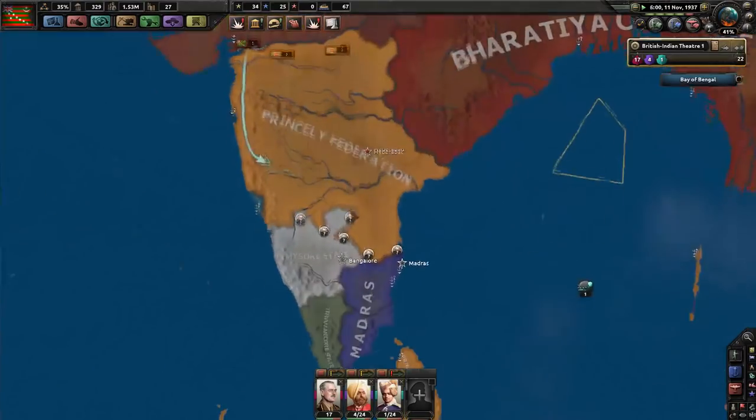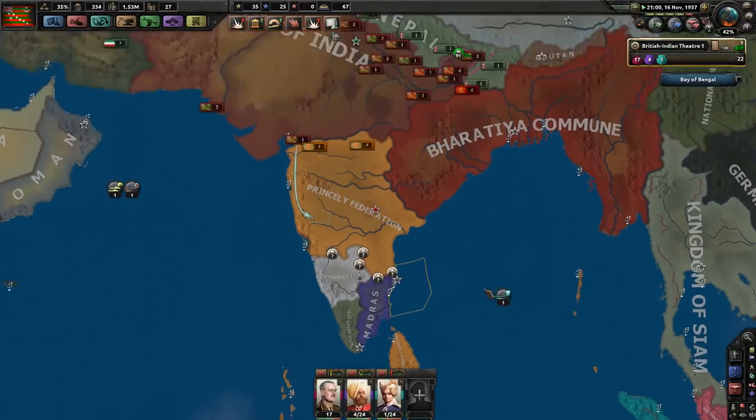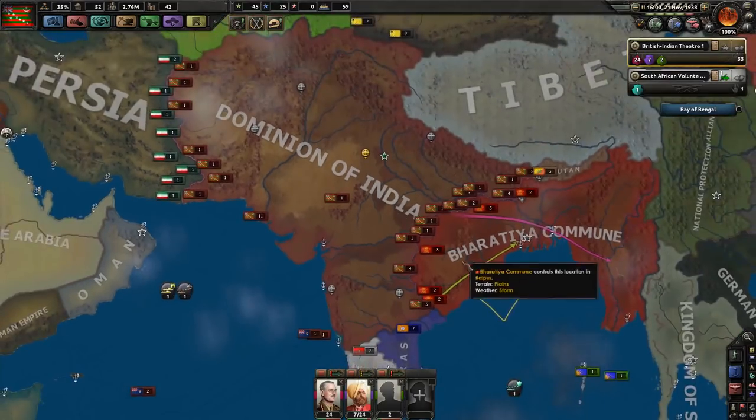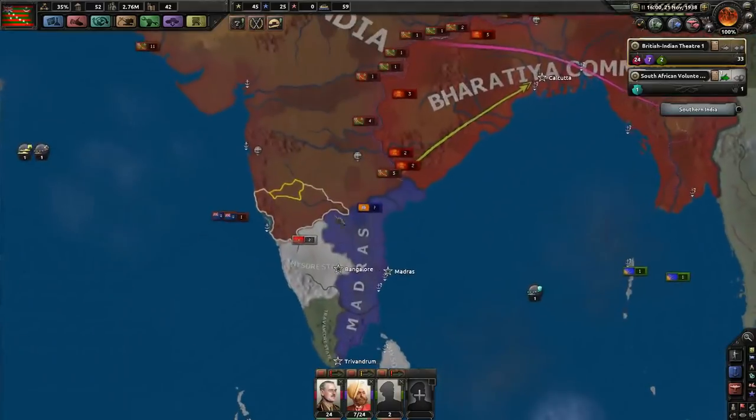Although keep in mind, after you're done killing the Princely Federation, that Mysore and Madras and them, you're not at war with them. They're going to continue to hold any land that they have down here. So here it is in November 1938. As you can see, I've eaten Nepal. I have eaten the northern half of the Princely Federation.